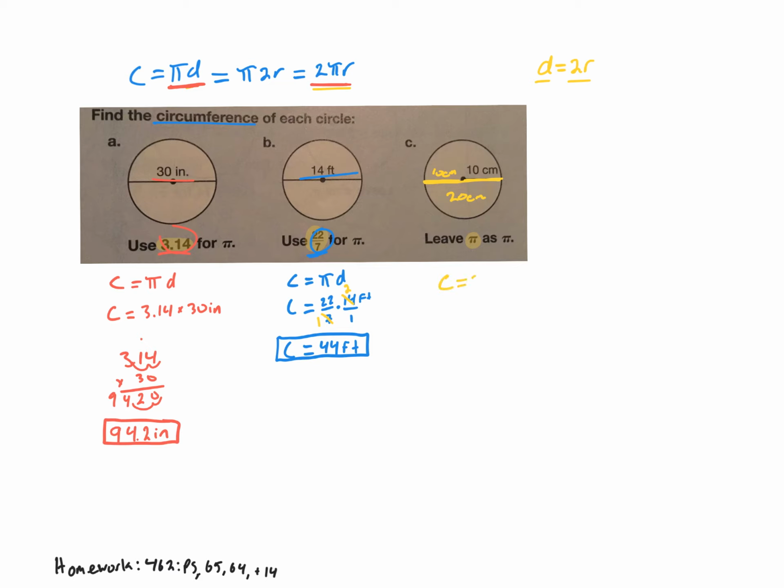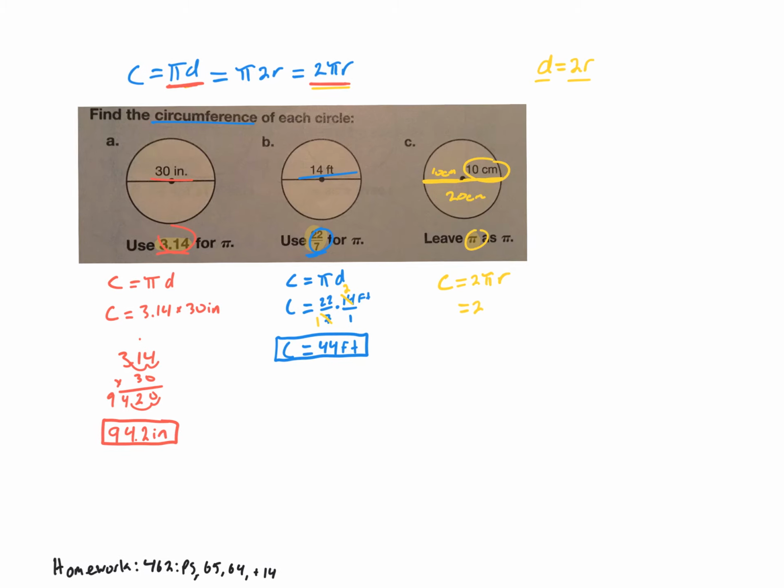Circumference is going to equal 2 times pi times r. r is 10 centimeters. So I'm going to have 2, and I'm leaving pi in there because it says leave pi as pi. And then r is 10 centimeters. So I'm not going to approximate pi. My answer is going to have pi in it. So I'll just multiply the 2 and the 10. 2 times 10 is 20. So it's going to be 20 pi centimeters.